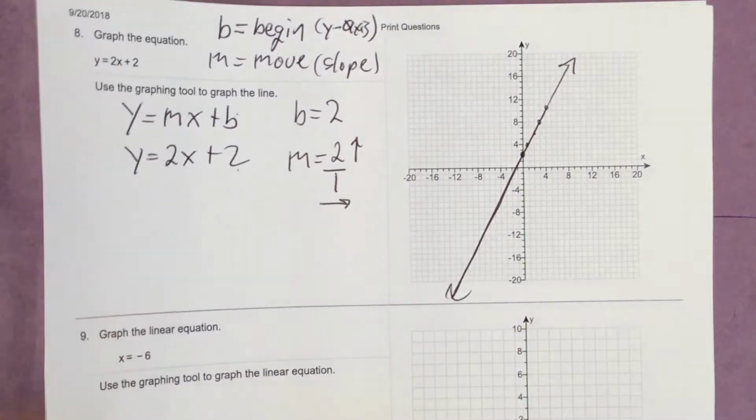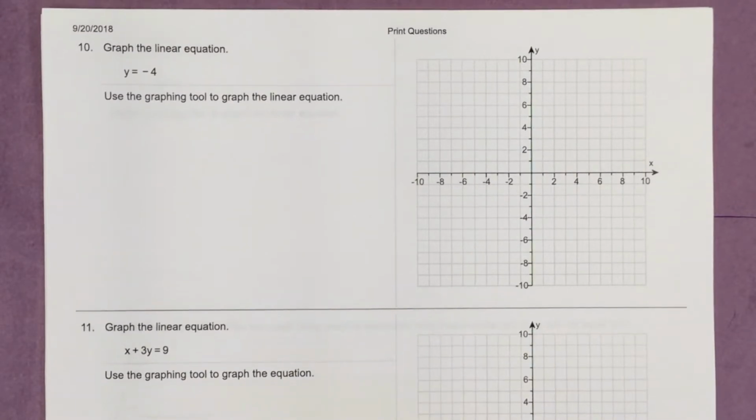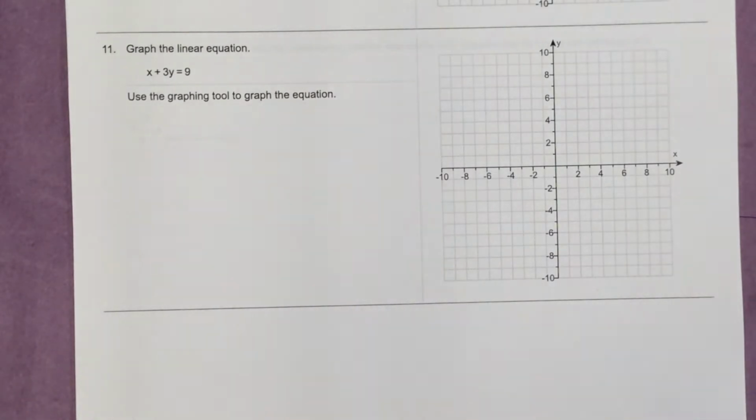Let's see if we can find one more of these to show you before I go to another one. So here's the next problem. We have x plus 3y equals 9.